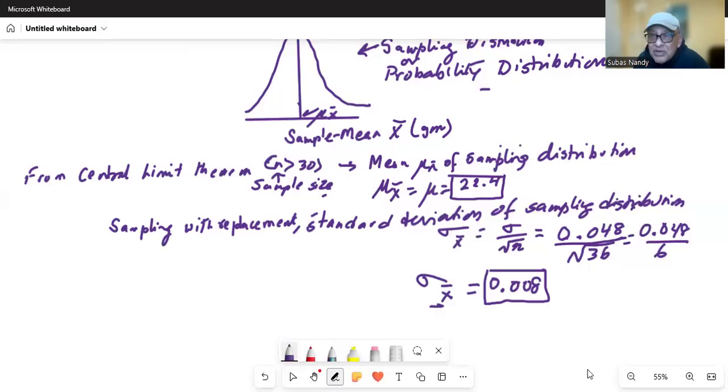In my next video, I will show you how to calculate areas under the sampling distribution, or probability under the sampling distribution, using this information.